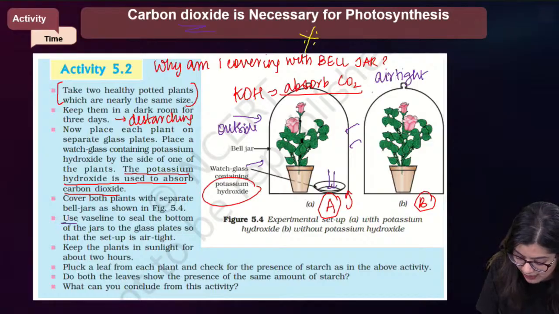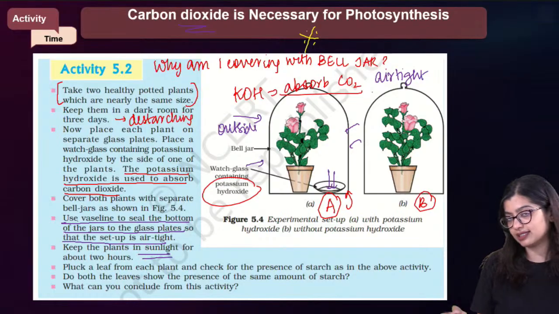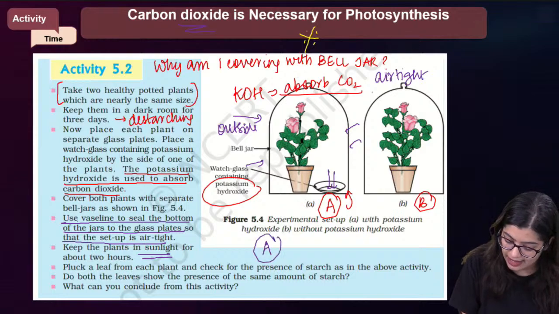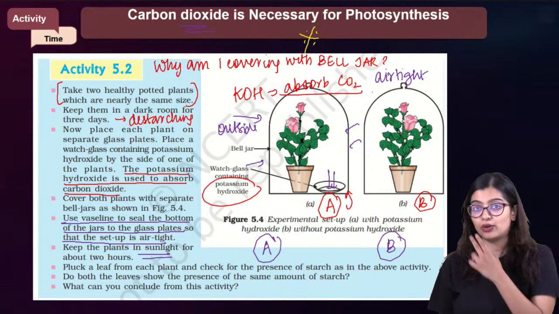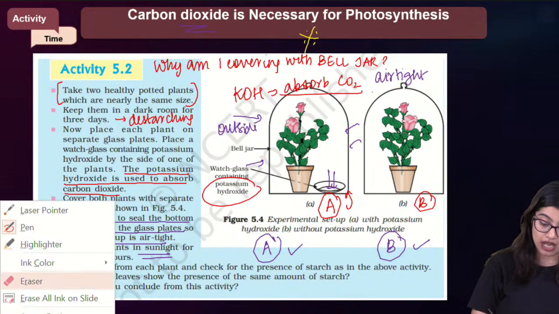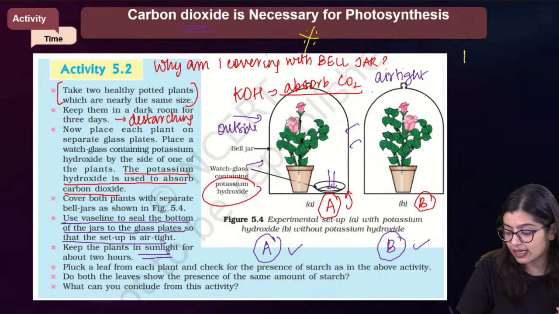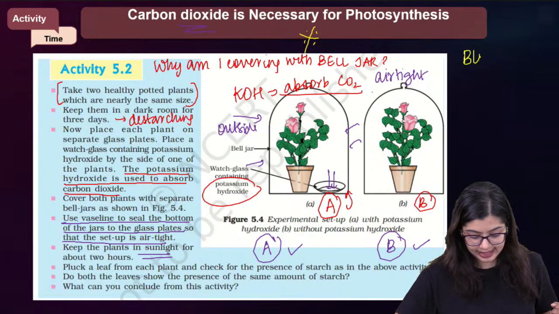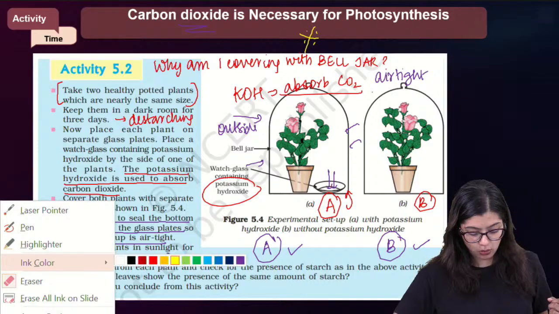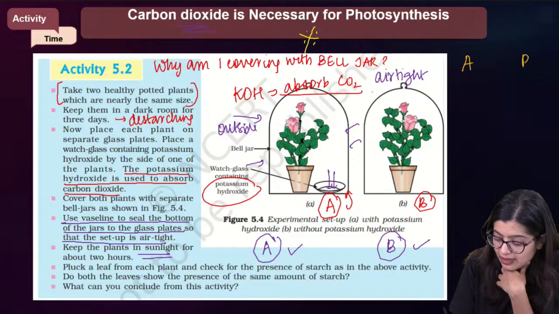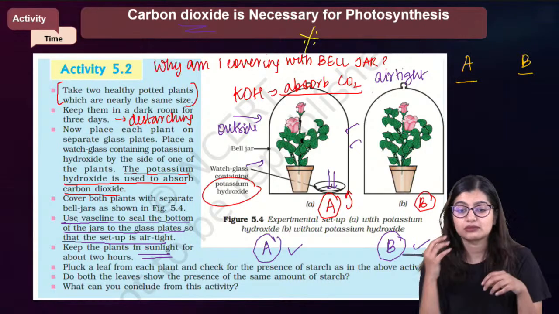Now after doing this, I will use a Vaseline seal to ensure that it is airtight. After this, I will keep it in sunlight for 2 hours. Then I will take leaf A and leaf B and do the iodine test. Now can you tell me which leaf will turn positive for the iodine starch test? In which leaf do we see a change in color from brown to blue-black, A or B?